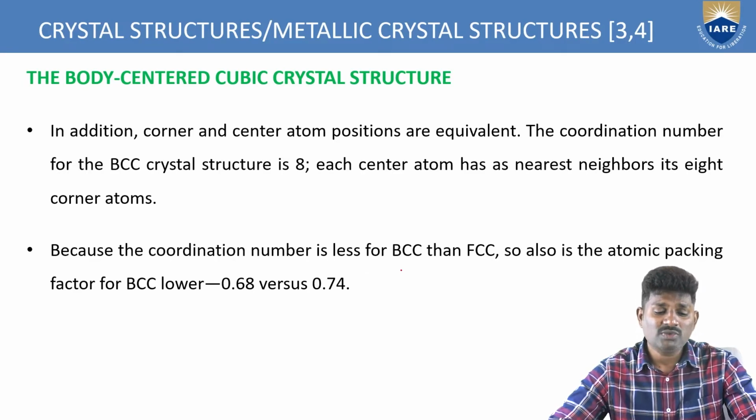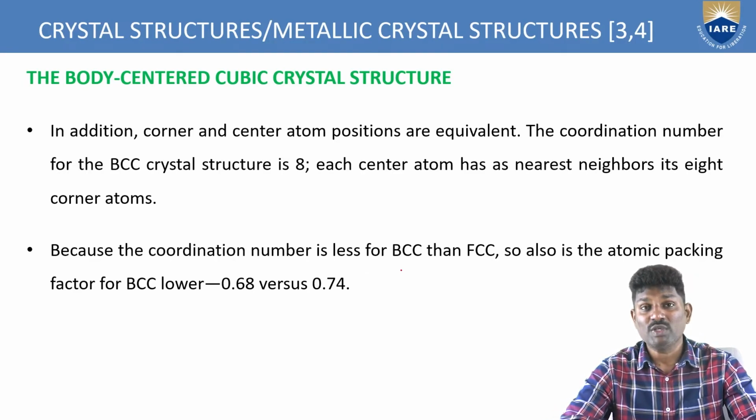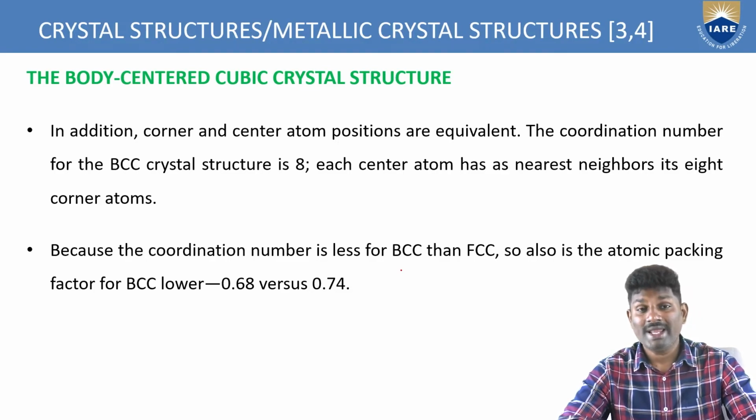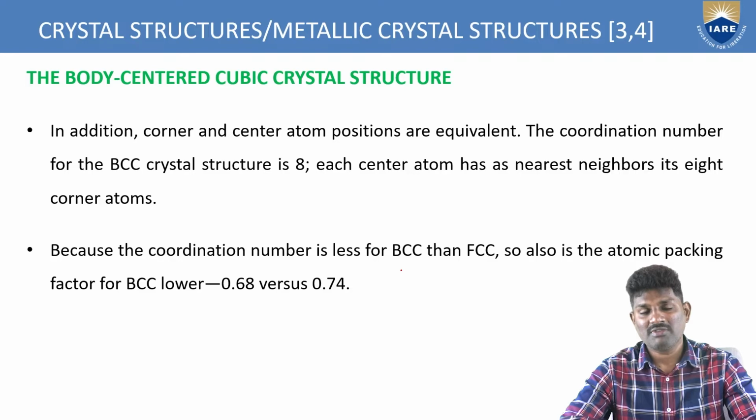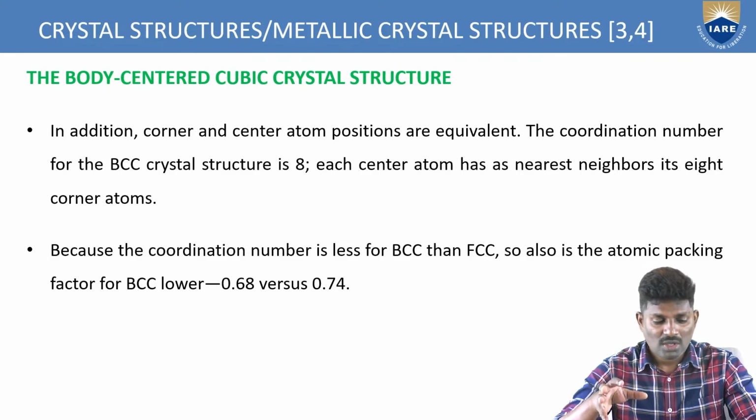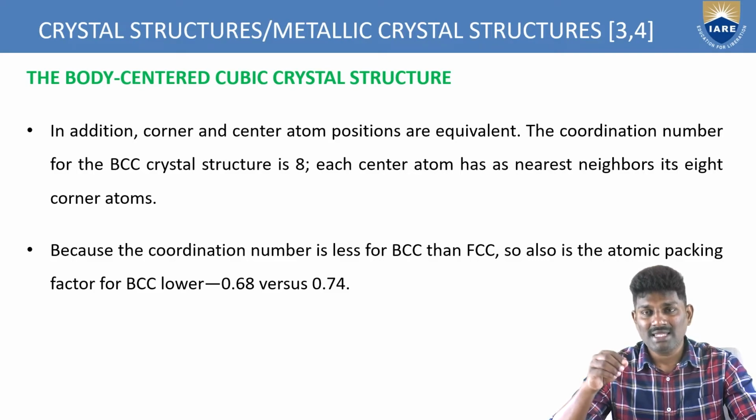And in addition to this, what is happening? The center atom positions are equivalent, is it not? If you see the figure, the coordination number for the BCC structure is 8, and each center atom has as nearest neighbors its 8 corner atoms. So the coordination number for this is 8, and the coordination number is less for BCC than FCC. If you compare the coordination number between BCC and FCC, the coordination number for BCC is less than FCC.